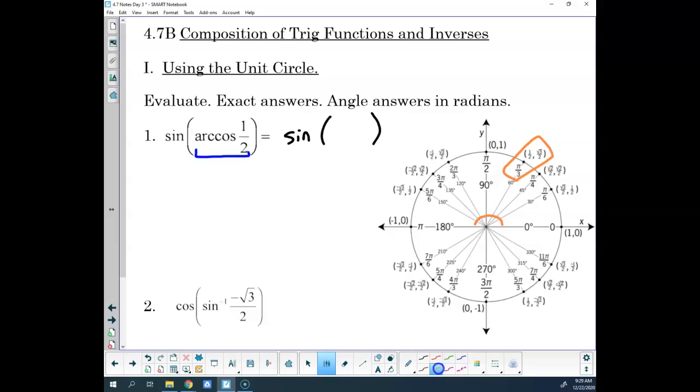So this would be the sine of π/3. Then I go back to the unit circle and ask what the sine of π/3 is. The sine of π/3 is the y value at π/3, which is just √3/2. And that is my answer, what I'm looking for.